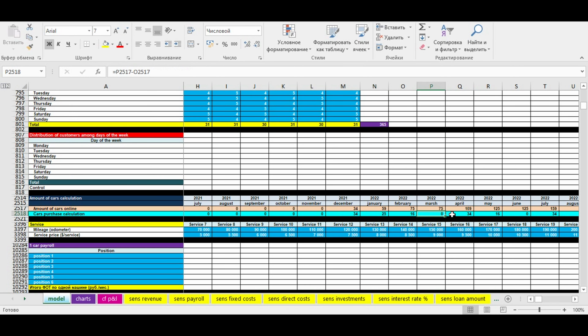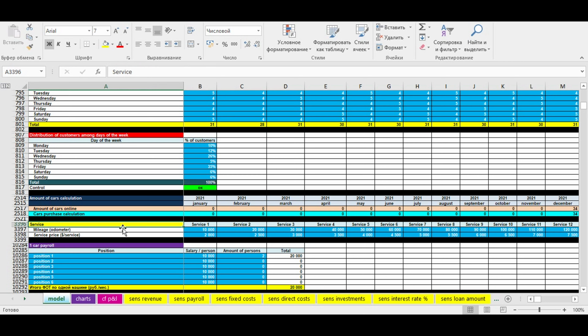Then you describe delivery car service intervals and costs of each service. This table is very simple. Here, you enter the mileage on odometer and here you specify the cost of this or that service.